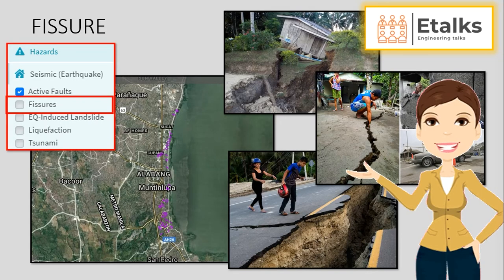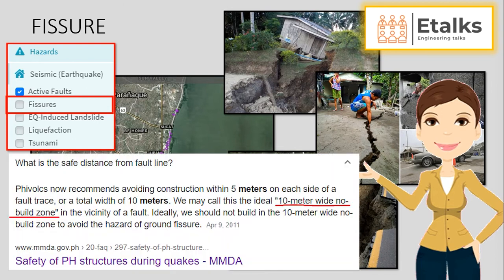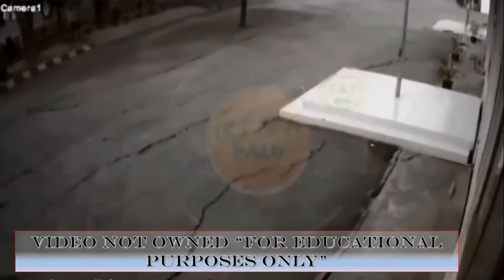Fissures. A fissure is a narrow opening or crack of considerable length and depth, usually occurring from some breaking or parting in the Earth's crust. Phivolcs now recommends avoiding construction within 5 meters on each side of a fault trace, or a total width of 10 meters. We may call this the ideal 10-meter wide no-build zone in the vicinity of a fault. Ideally, we should not build in the 10-meter wide no-build zone to avoid the hazard of ground fissure. This is an example of a fissure that was caught on camera.